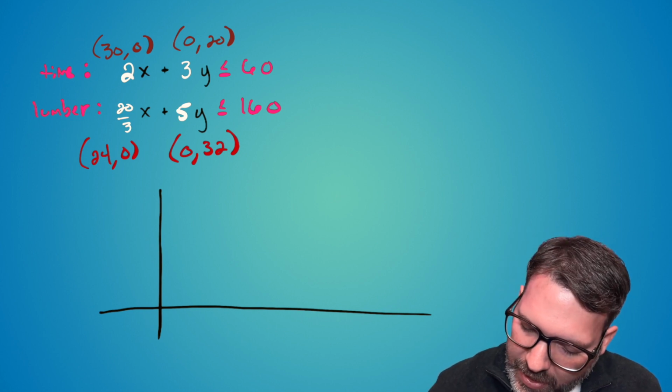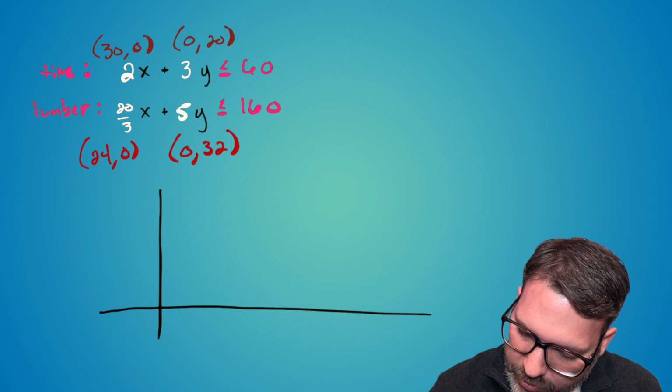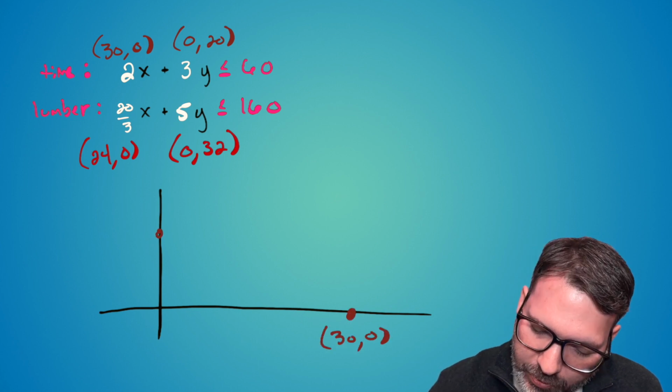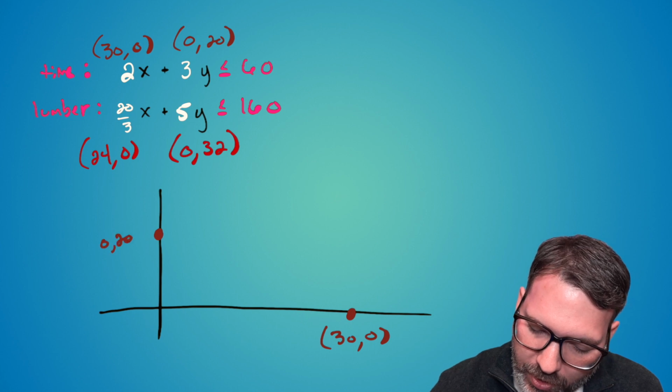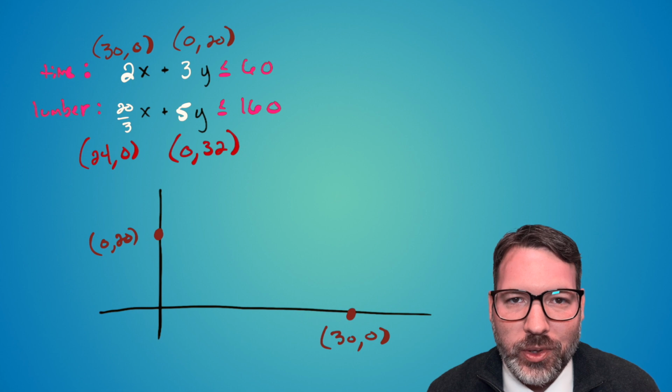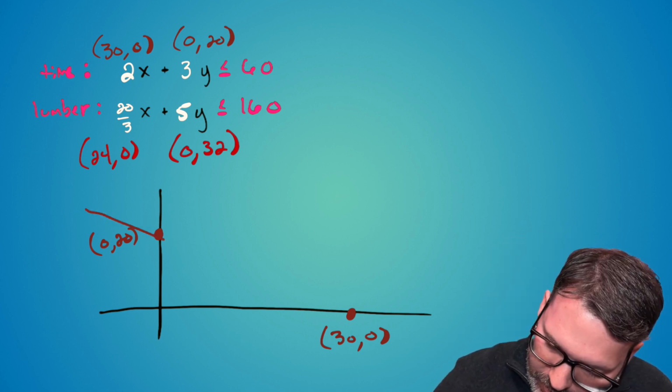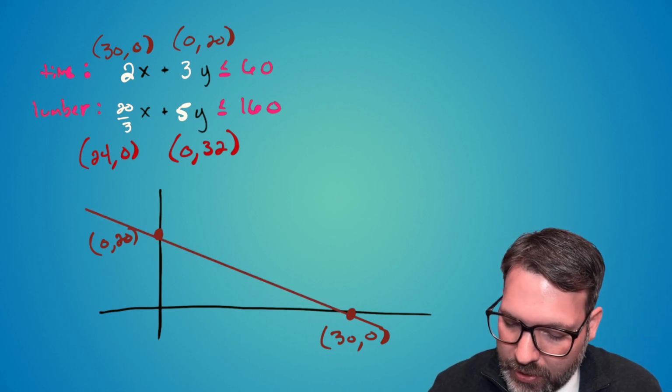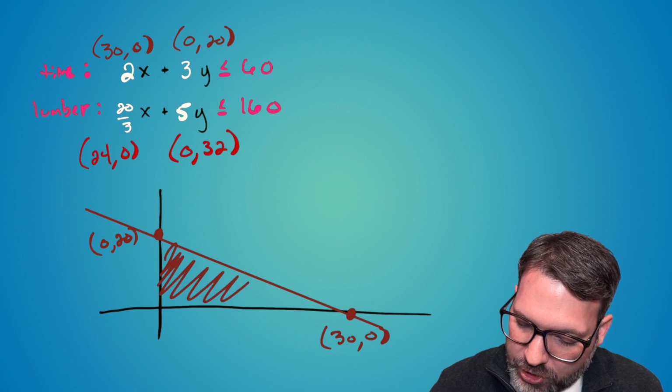With respect to time, we've got (30, 0), which of course is going to be somewhere over here, and then (0, 20), which we'll just say is somewhere up here. Again, we're going to go to a graphing tool in a second. We're just trying to sketch this relationship out, and we want all the solutions under this line. And so that would be this shaded region in here.